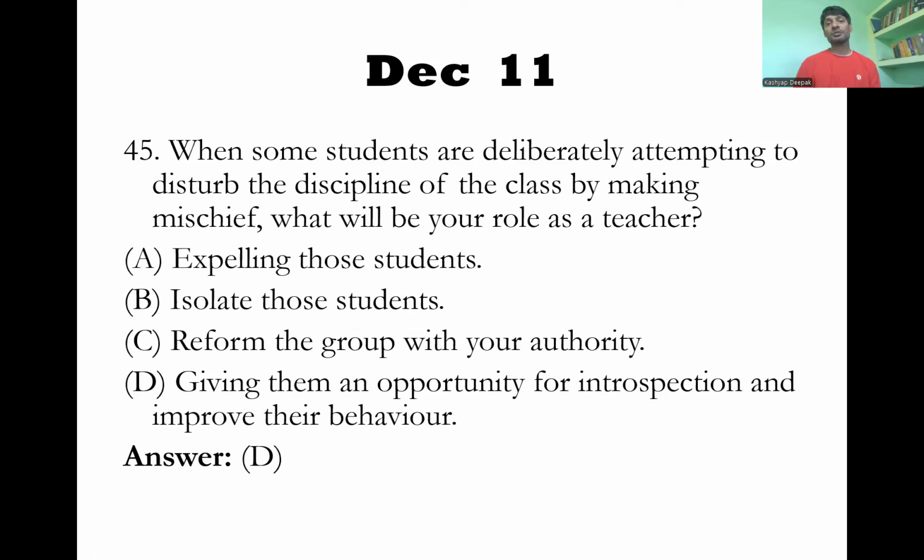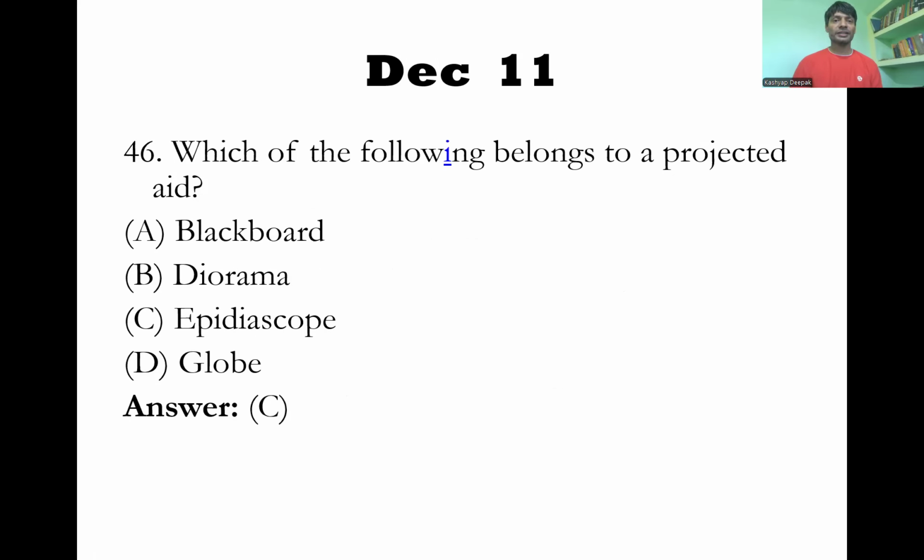December 11, again: when some students are deliberately attempting to disturb the discipline of the class by making mischief, what should be your role as a teacher? Expelling those students? No. Isolate those students? No. Reform the group with your authority? No. Give them opportunity for introspection and improve their behavior? Yes, this is the most appropriate answer. Question 46, December 11: which of the following belongs to a projected aid? This is a very simple answer: blackboard, diorama, epidiascope, and globe. A projected aid is that C option.